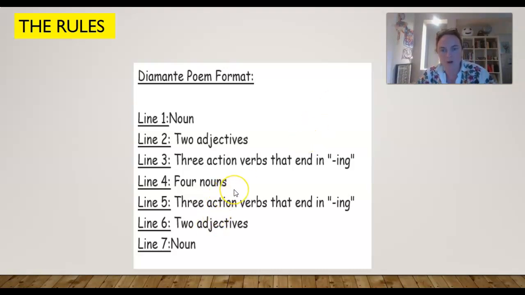So line 4 has 4 nouns, line 5 has 3 action verbs that end in ing. We're looking at ing verbs. Line 6 has 2 adjectives and line 7 has a noun. So the noun on line 1 and the noun on line 7 will be antonyms. They will be words that mean the opposite things. So they will be opposite topics.